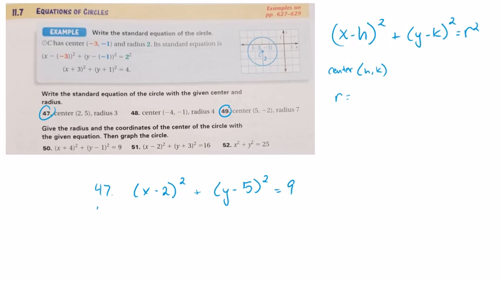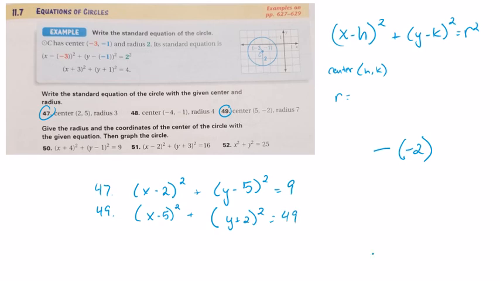For 49, there is one little piece that's different right there, and that's that minus sign. So you're still going to have x minus 5 squared plus, what happens when you subtract negative 2? You actually get y plus 2 squared and 7 squared, and go ahead and square it, and you get 49.